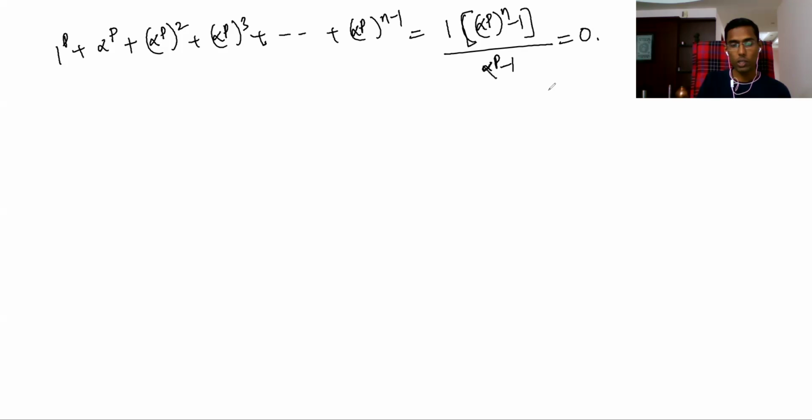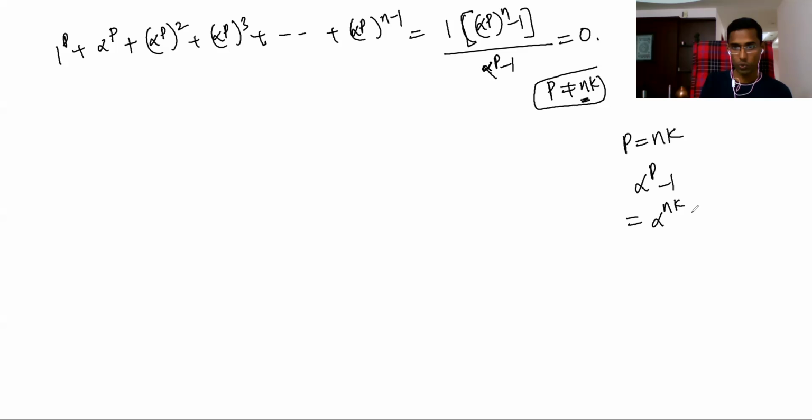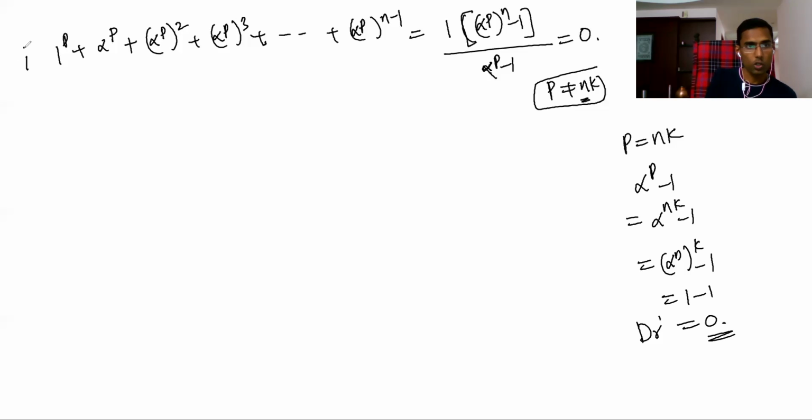The condition here is that alpha power p is there, and p is not a multiple of n. If it is a multiple of n, then the denominator is also going to be 0. Please understand, if p equal to nk, then alpha power p minus 1 is alpha power nk minus 1, which is alpha power n whole power k minus 1, going to 1 minus 1, 0. This denominator becomes 0. Understand? Therefore, p is not equal to nk. So the first condition, if p is not a multiple of n, then it is 0.